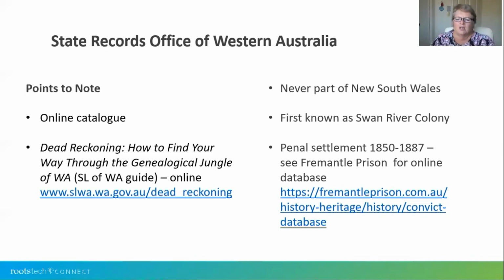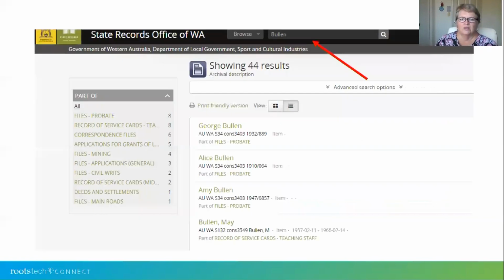So the Fremantle Prison online database is a good place to go in the beginning, but the State Records Office also has convict records. A guide to researching in Western Australia is Dead Reckoning. It's a library guide, but it's how to find your way through the genealogical jungle of Western Australia. It takes into account state records, Western Australia, the Battye Library, personal archives, and all kinds of things. So it's an excellent way to find records on Western Australia.